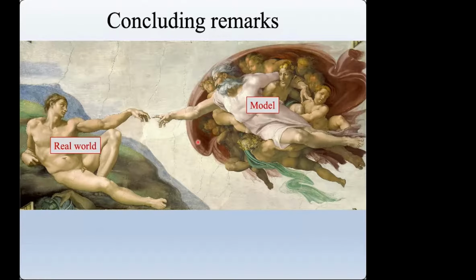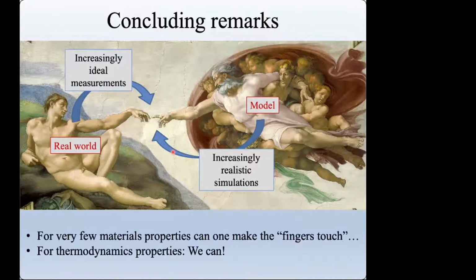As concluding remarks, let me use this very well-known painting as a background. We are talking about connecting models and the real world. What we've seen is that sometimes the two can actually touch. And what do you need for that? Well, we need to make increasingly realistic simulations. We need to make increasingly ideal measurements. And if we work hard enough, eventually we actually agree.